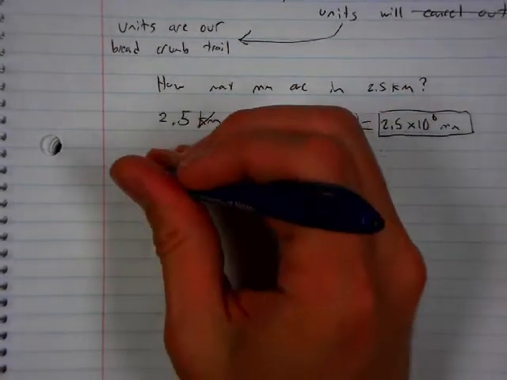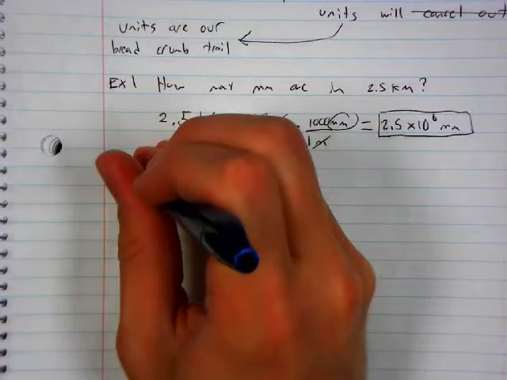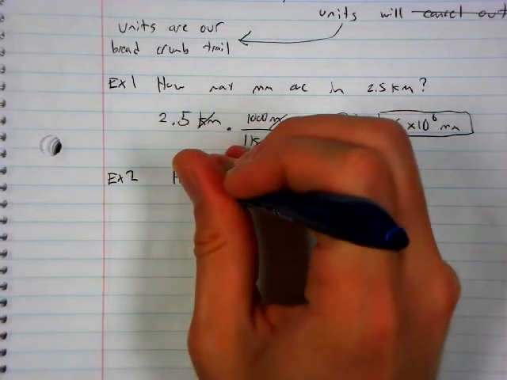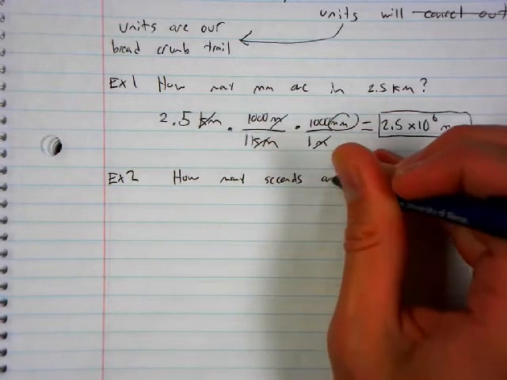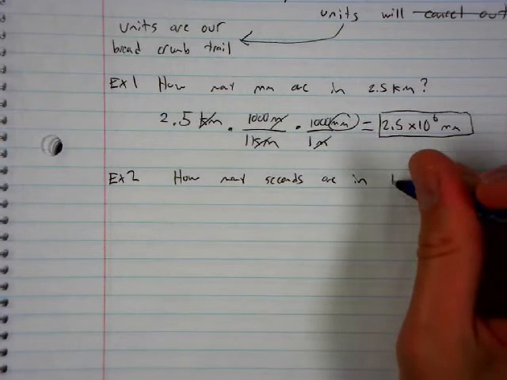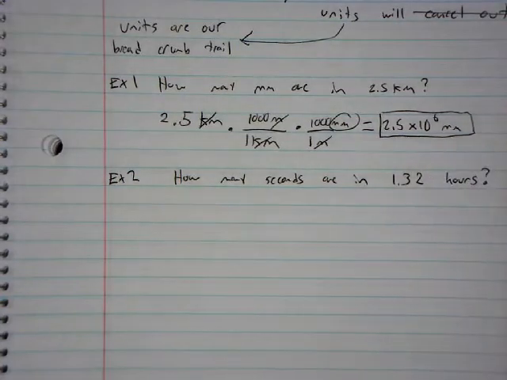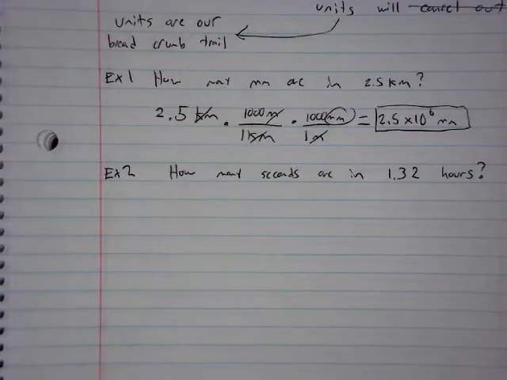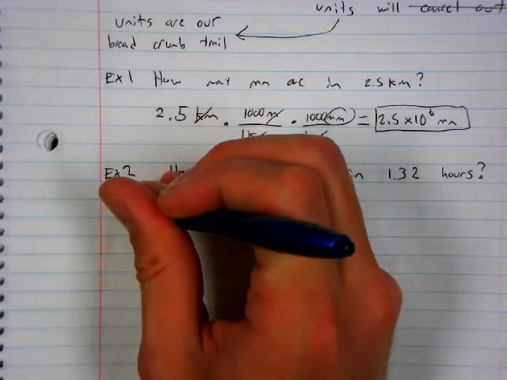Let's do something a little bit more involved now. So this will be, we'll call this example 1. Let's call this example 2. What if I said, how many seconds are in 1.32 hours? So we did not talk about sig digs on the first one. So let's talk about little steps.